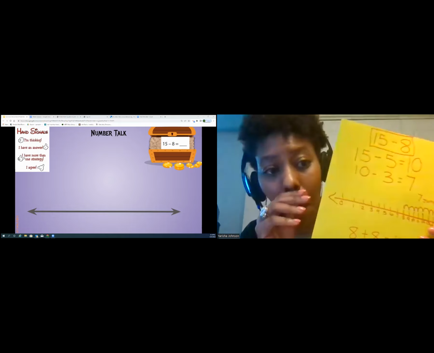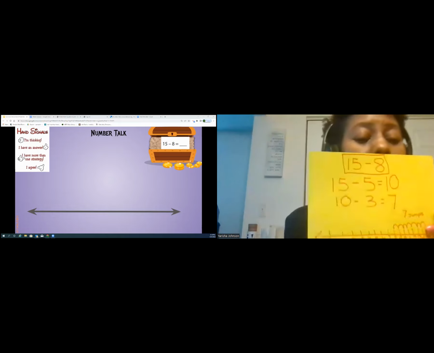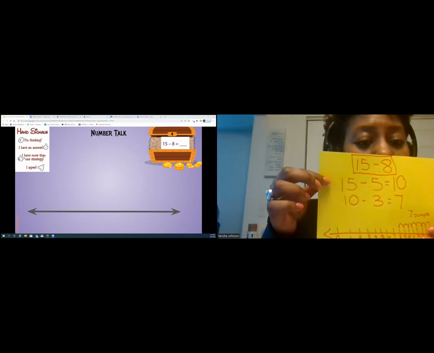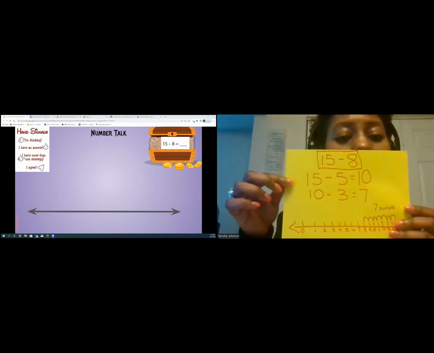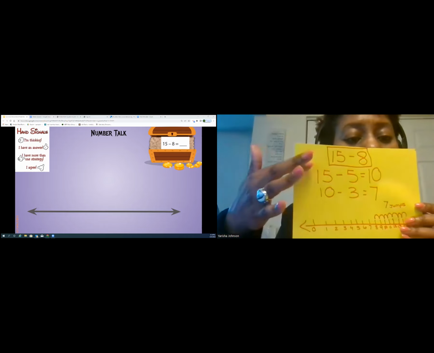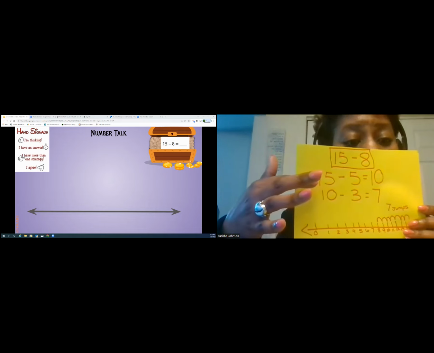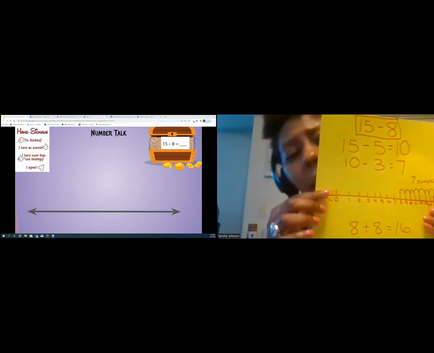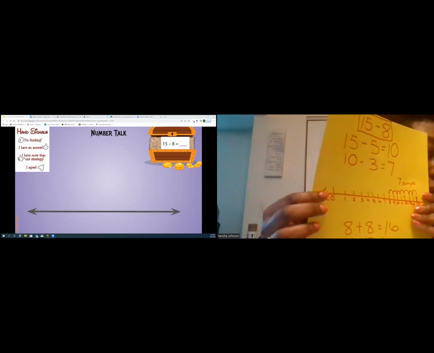I want to share with you, I was thinking about what you named as well. So I have Angela's strategy. This is my sheet I did prior to us coming together. So I used the same strategy that Angela used. I also thought about a number line, and you could go either way on that number line, right?